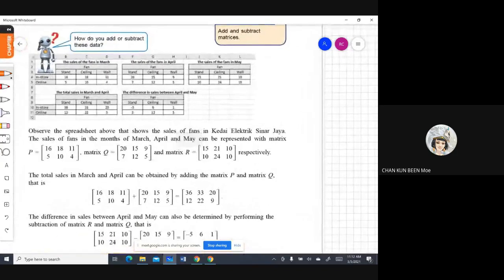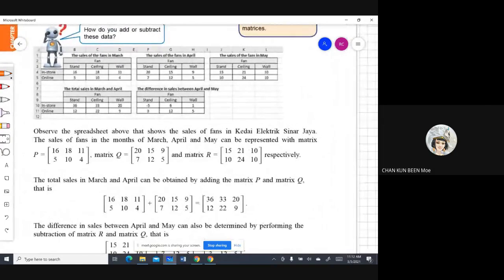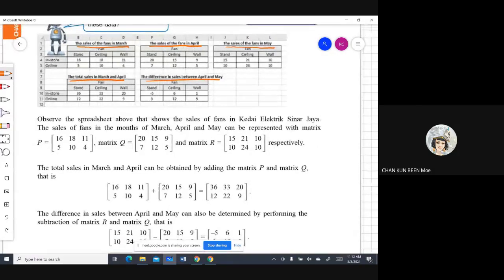So you can see here, it's very small here. You're given 5 tables. The first table is about the sales of the fan in March, this one. The second table is the sales of the fans in April. This one is in May. And then this is total sales in March and April. And the last one is the difference in sales between April and May. Okay, so I'm going to go through very fast.